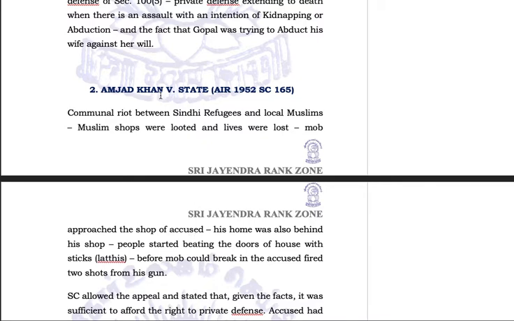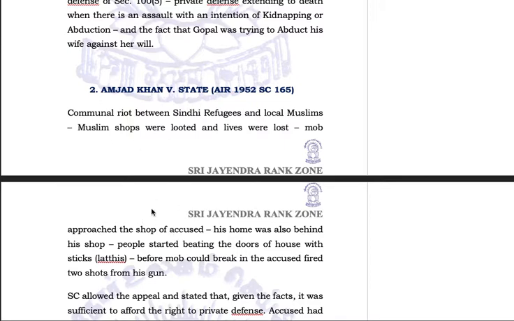Now Amjad Khan is a Muslim. He is a shop owner. Look at the background: what is the background of the situation? There are communal riots. Some Muslim shops were looted and some Muslim people were killed. Now a mob is approaching the shop of the accused.